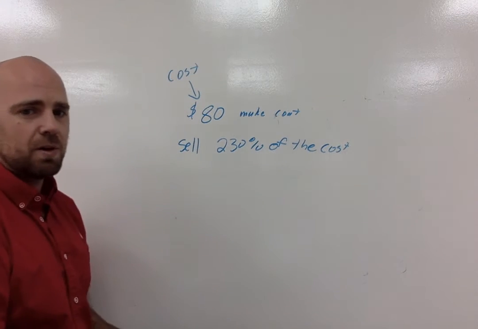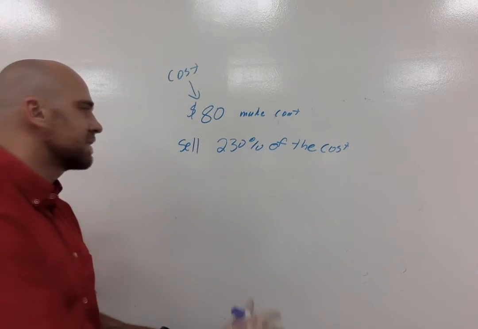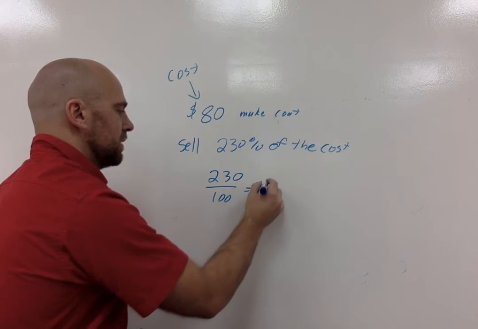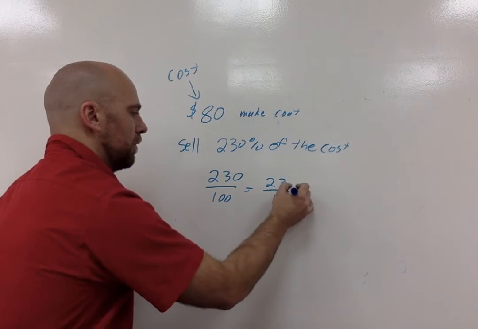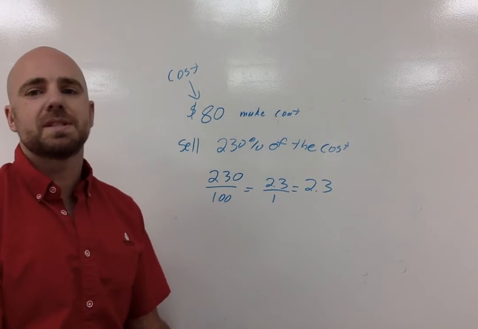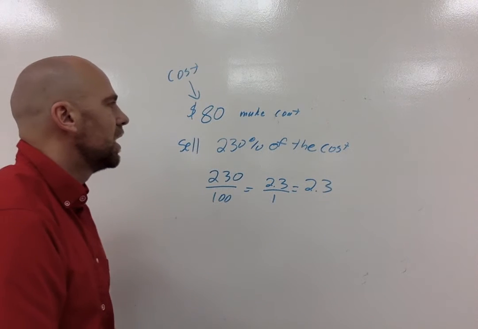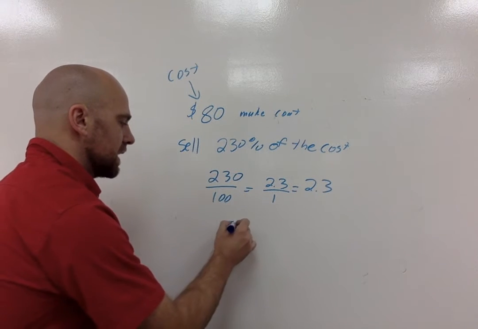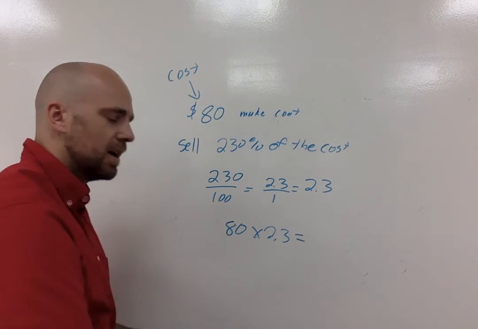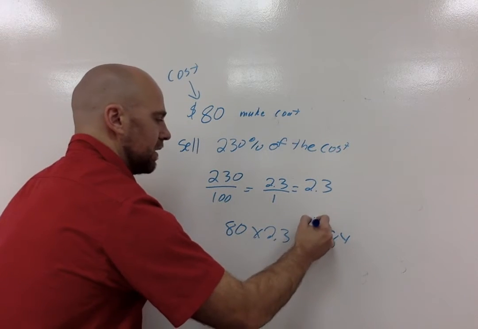What we can do is turn this into a decimal. So we can say 230 over 100, which is going to give us 2.3 over 1, which is 2.3. Now we can use our decimal and multiply it by our cost. So we're saying $80 times 2.3, or 230%, is going to give us our total. When we calculate it, we get $184.